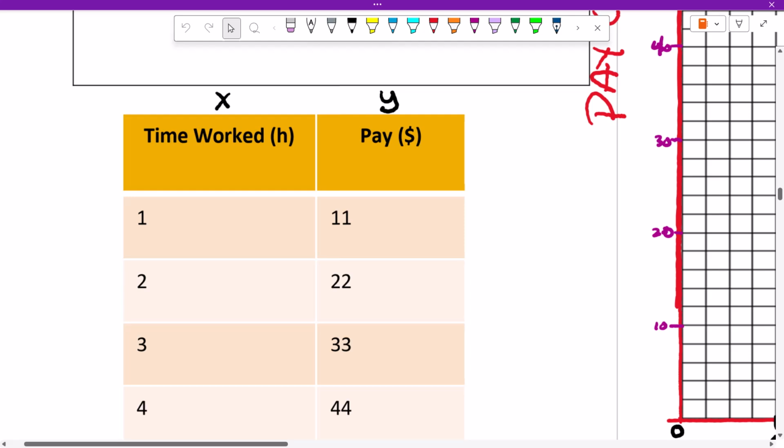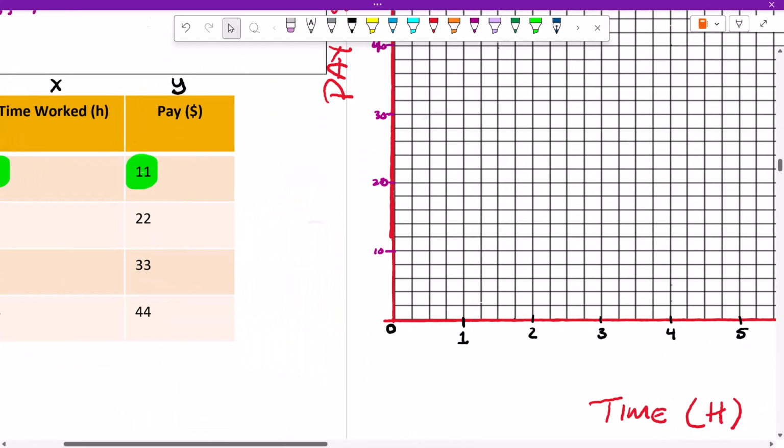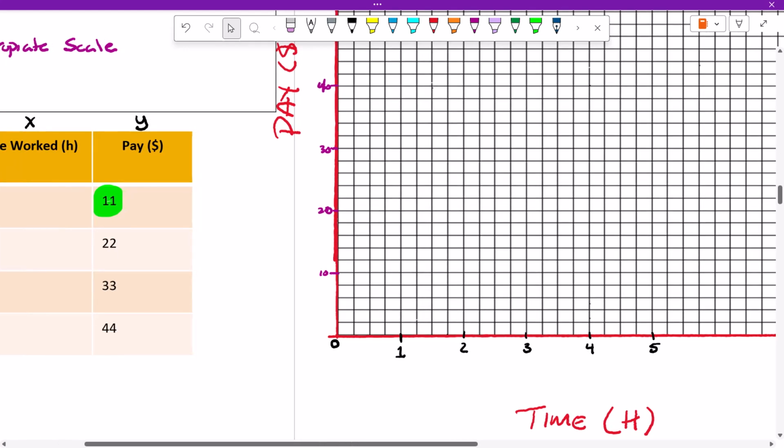So our first point that we want to graph here is, let's do this in green, 1 and 11. So x is 1, y is 11. So we start at the x. Always start at the x first. So we find 1 on the x. There it is. Up to 11. Well, where is 11? Above 10. How far above 10? Because the next line is 12. So we have to go halfway.